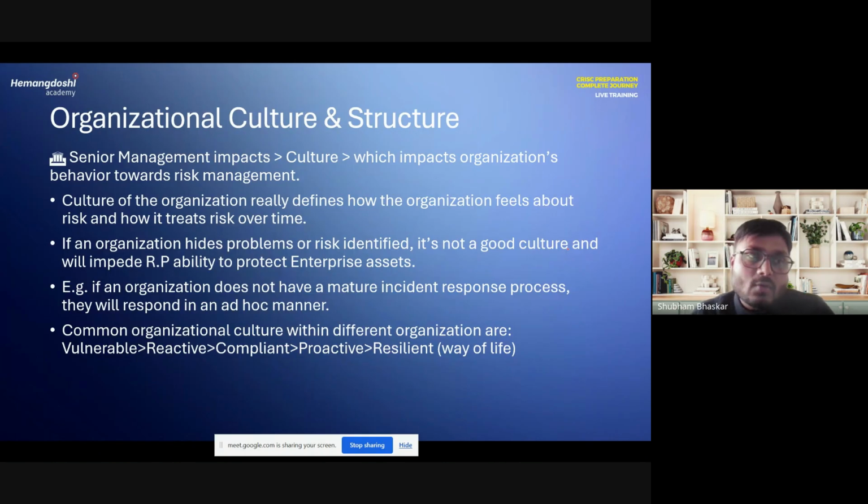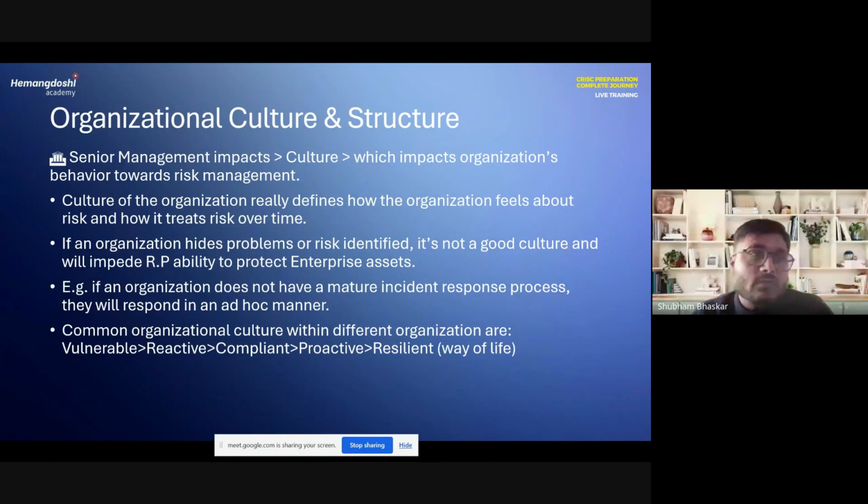Because what are you doing? You are basically managing risk so that it doesn't hurt the company. If people start hiding risk, well, you can't do much, right? So first of all, let's say that you identified there's no incident response process, right? Sorry, not you.